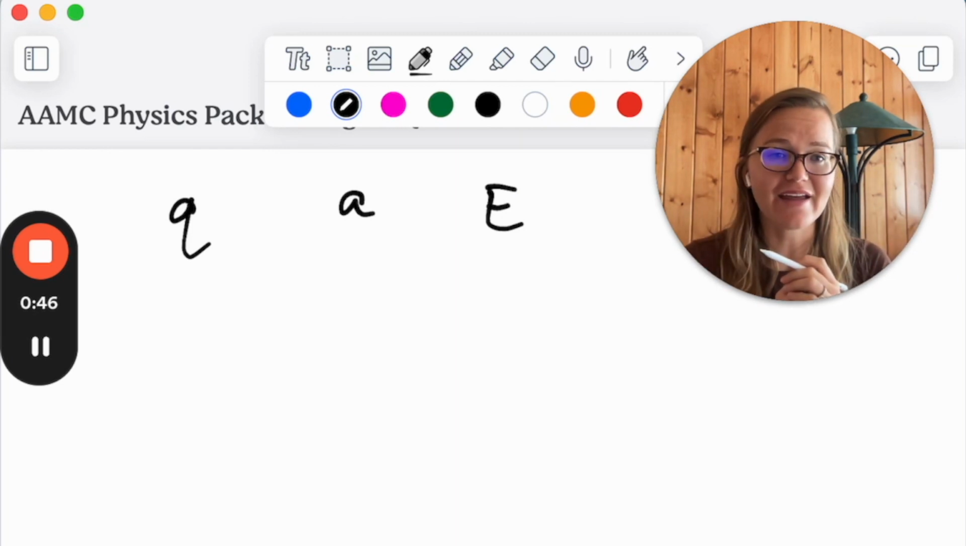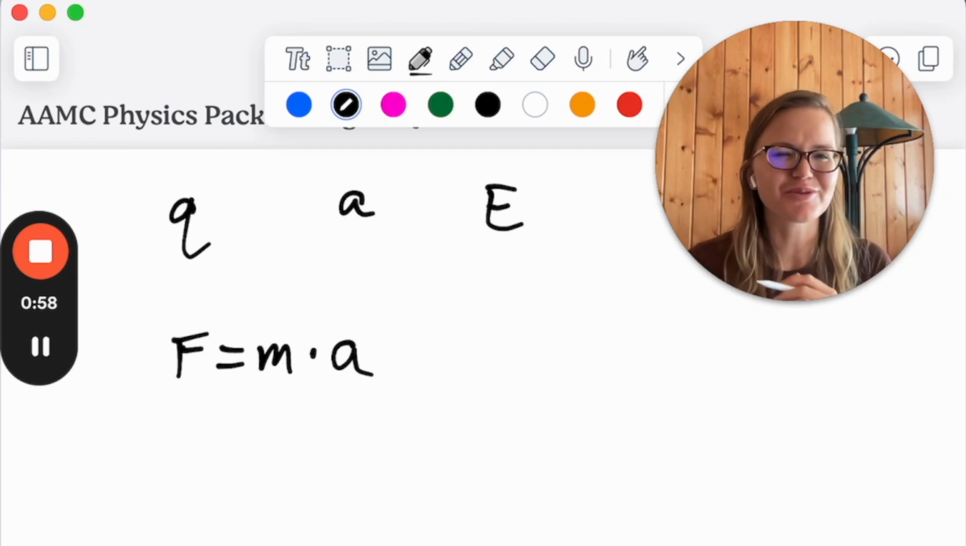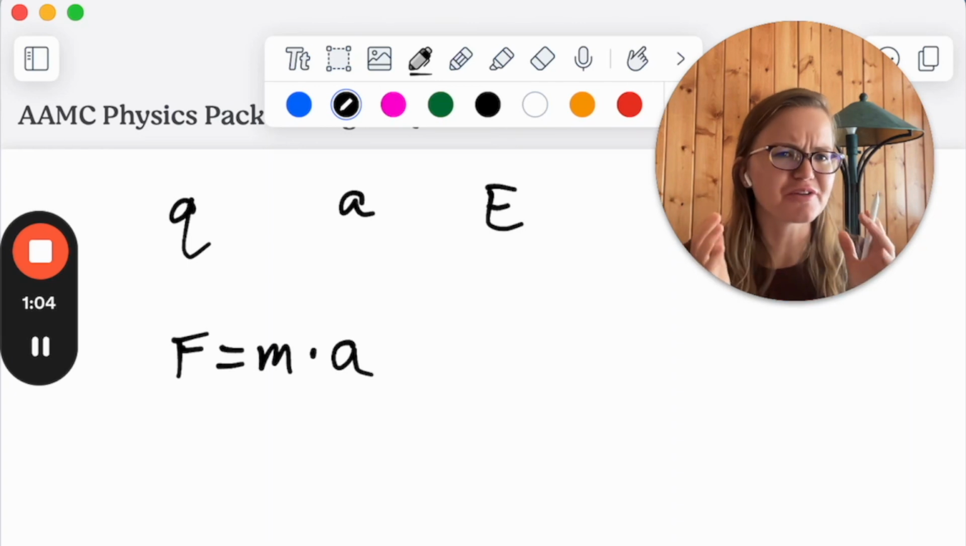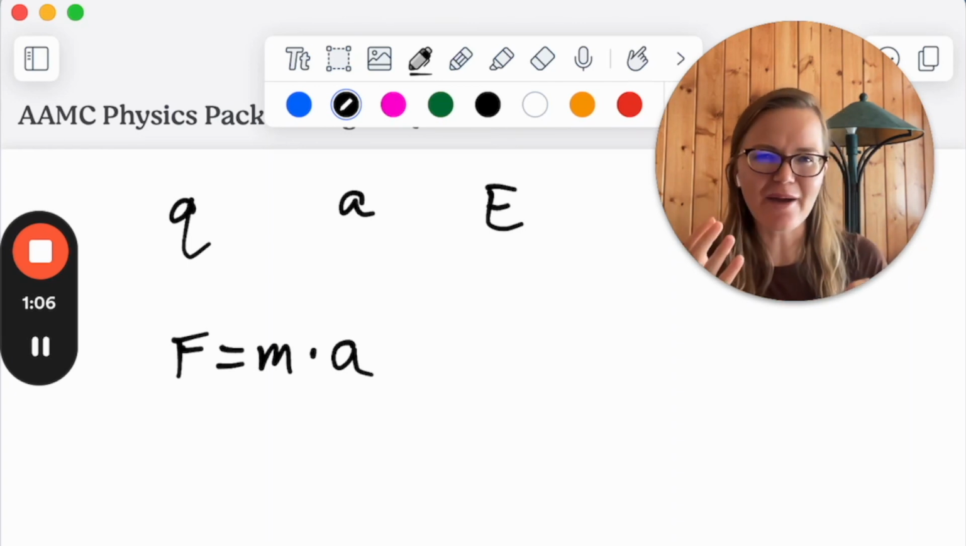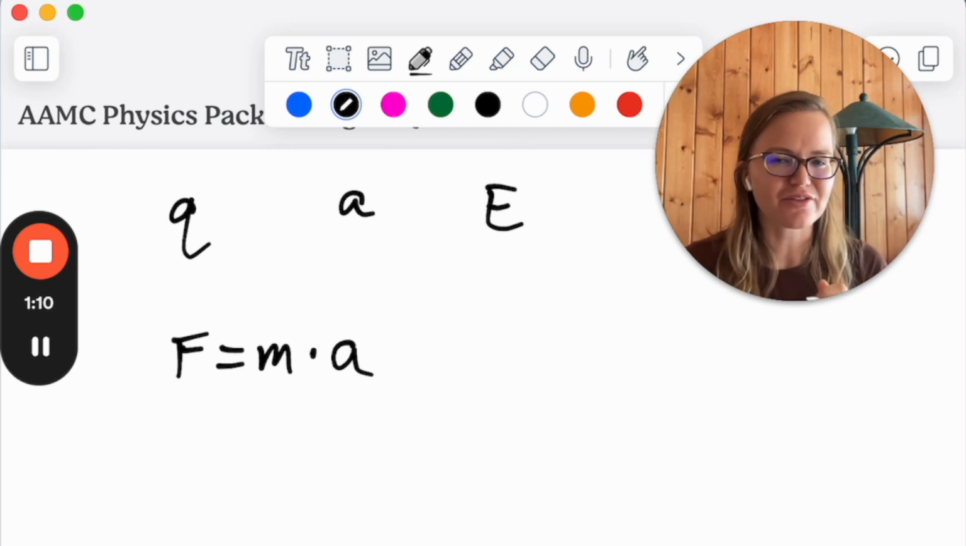Well, we know that any charged particle placed in an electric field is going to experience a force. What's our classic MCAT equation for force that you need to know right away off the top of your head? Force equals mass times acceleration. But that doesn't give us anything to do with an electric field specifically. So we're going to need to combine that probably with another equation that has an electric field in it. So what's our classic electric field equation?